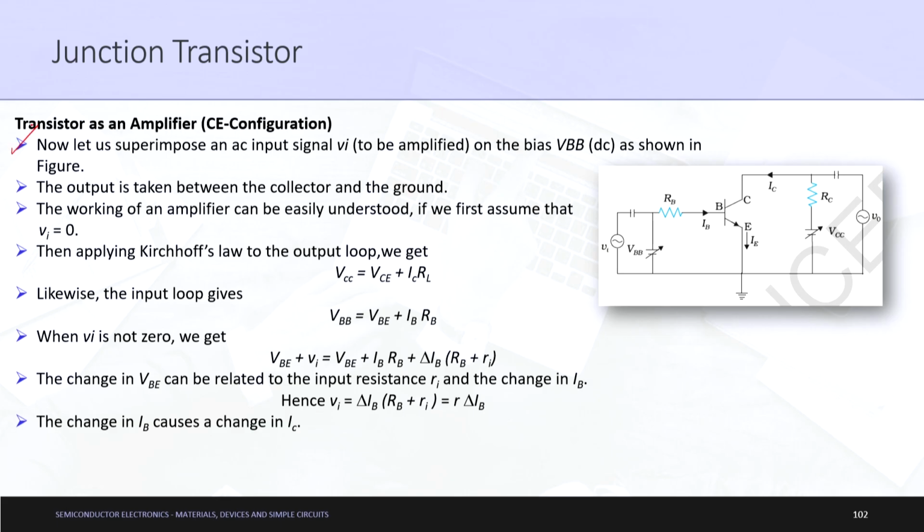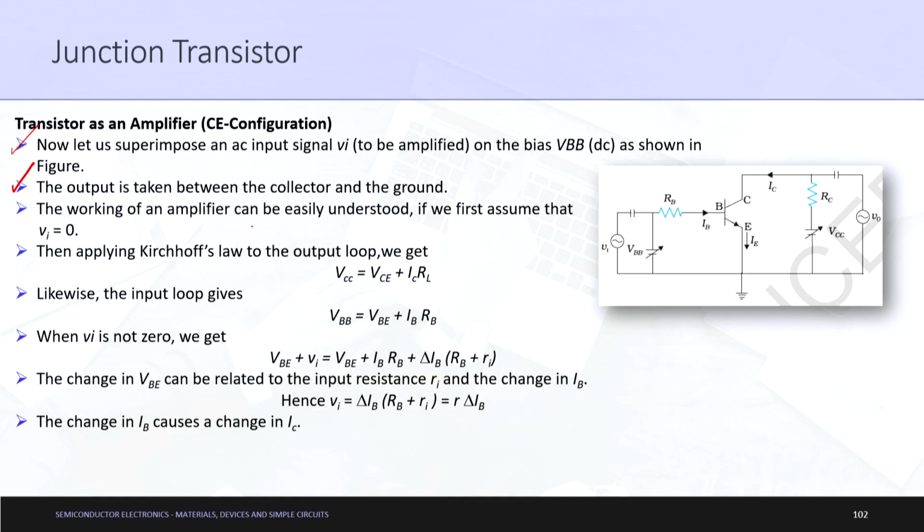So, now let us superimpose an AC input signal Vi, which is to be amplified, on the bias VBB. So, this is the bias VBB here, as shown in the figure. Next thing is the output is taken between the collector and the ground. As you can see, the output is taken between collector and the ground.